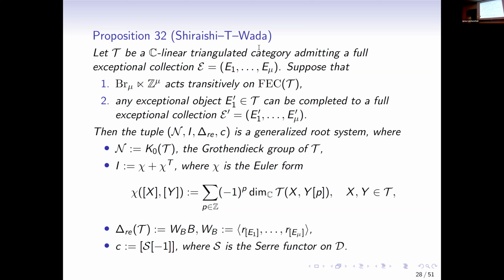Sometimes S with this -1 translation is called the Coxeter transformation, or also the Auslander-Reiten translation. But anyway, the induced automorphism defines Coxeter elements for these roots.